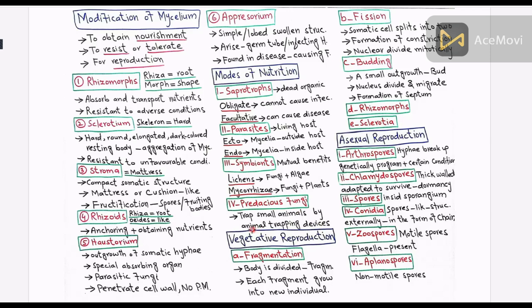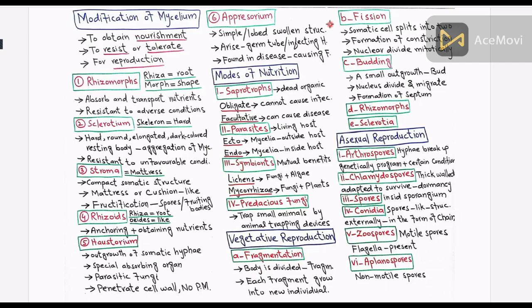Our next topic is vegetative reproduction in fungi. There are the following types of vegetative reproduction in fungi. The first one is fragmentation. In fragmentation, the body is divided into fragments, and each fragment grows into a new individual. This type of reproduction is found in most of the filamentous Ascomycetes and Basidiomycetes.